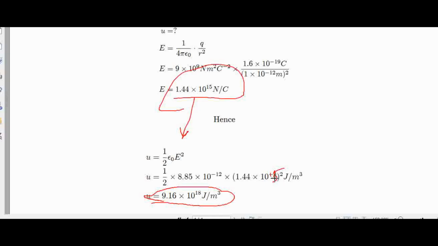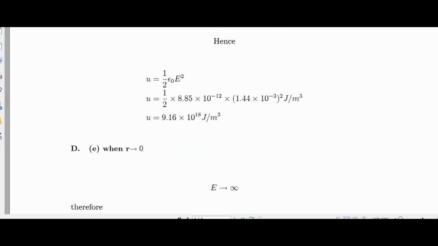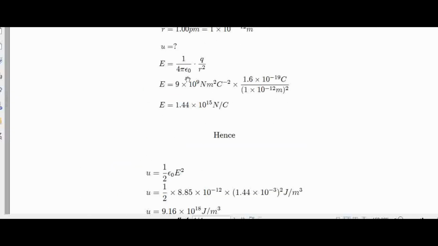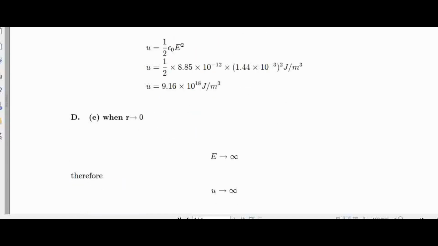Please correct it, this is 15. So next, part E is when the R tends to 0. When R tends to 0, it is quite obvious that in this formula, R is 0 in the denominator, and 0 in the denominator means infinity. So the electric field will become infinite, therefore the energy density will also tend to infinity.